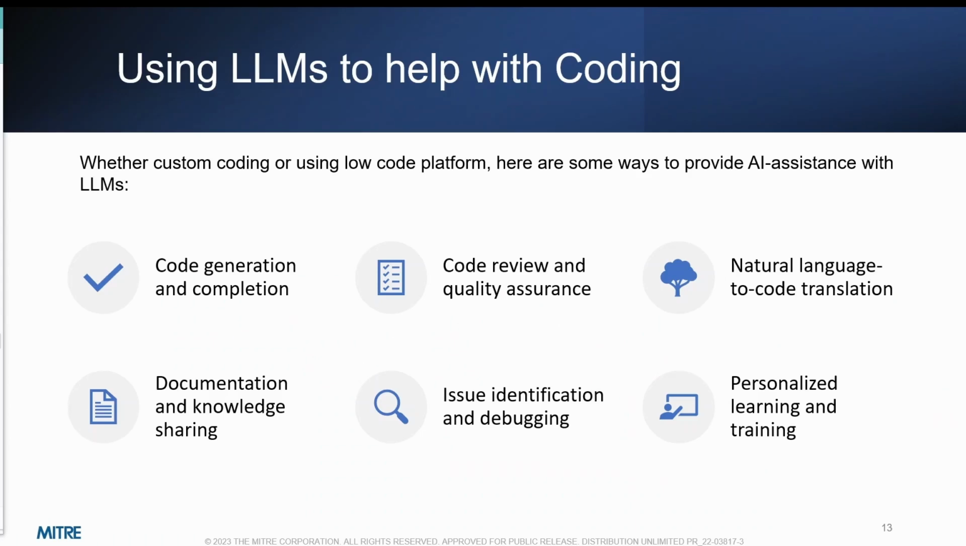Developers are automatically generating or completing code snippets, making it easier for them to write code faster and often with fewer bugs. Models are also being used to help review code for style, consistency, and potential bugs, assisting developers to maintain high-quality code. I'm really excited about the natural language translation.